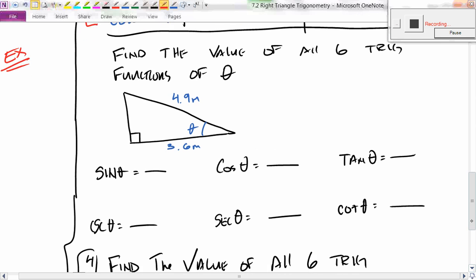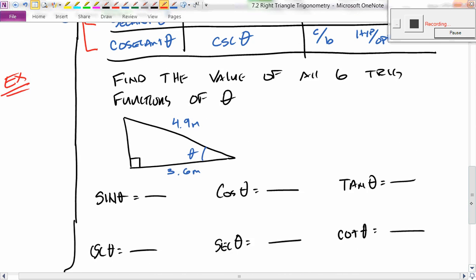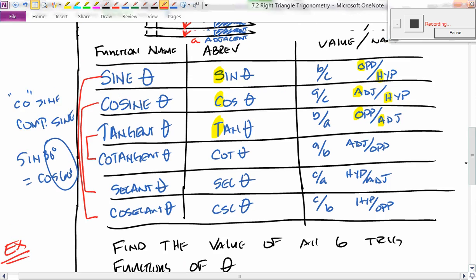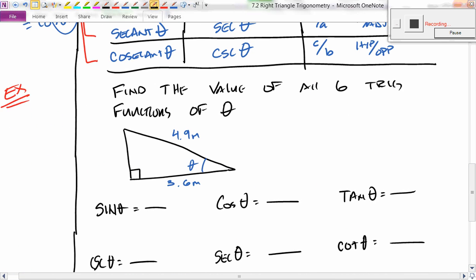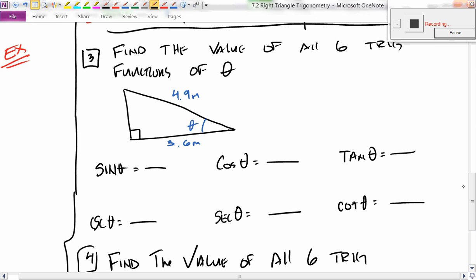Okay, here we go. Here's an example. It is the third box here. My 3 got erased. What we're asked to do is find the value of all 6 of the trig functions. And here's how I want you to set it up every single time.